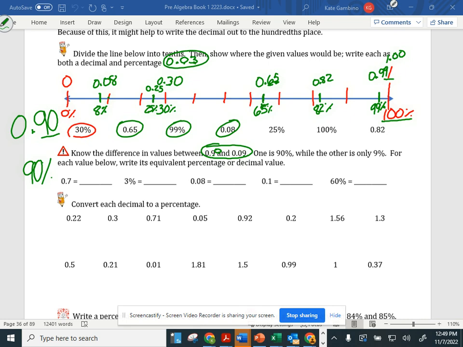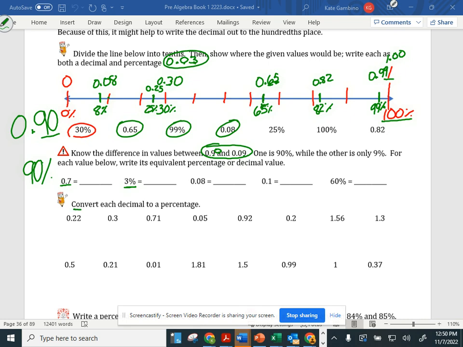Okay, so when you're writing your decimal, if you don't put in the extra zeros after it, you're okay. For each value below, write its equivalent percentage or decimal. If they give you a decimal, you need to put it as a percentage. Remember, if it's only at the tenths place, put that 0 into the hundredths so you know what the full percentage is. If it's 3%, really think about what that decimal would look like. So always go back and double check it.